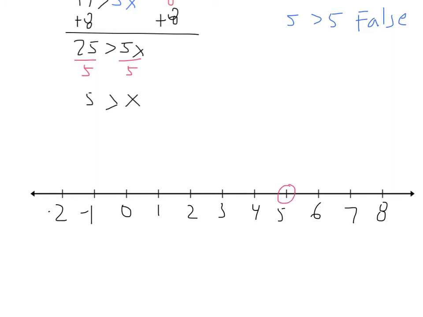Let's think about what numbers would make that true. 5 is greater than x. It's going to be numbers over to the left. If I were to use a number like 4, replace the x with 4, 5 is greater than 4. That's true. All of these numbers to the left of the boundary are going to make the inequality true.